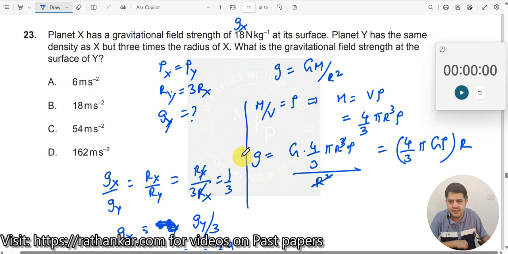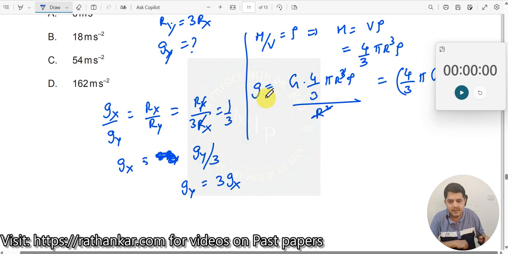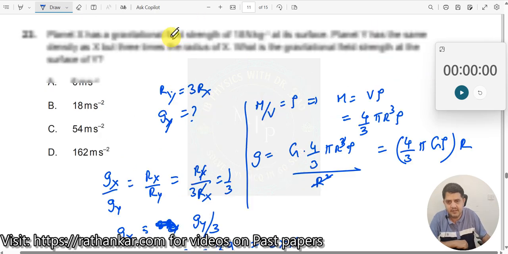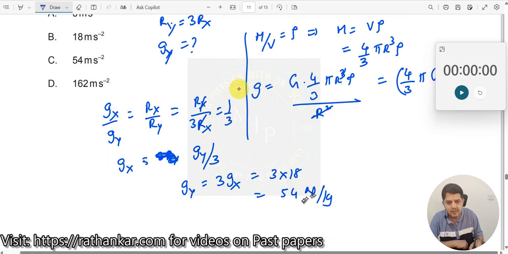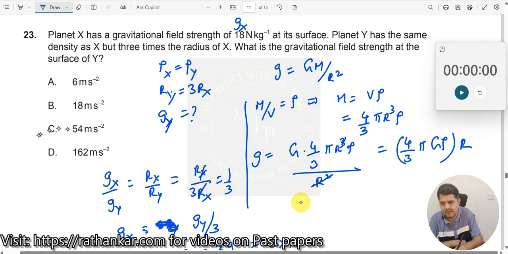Now what's the value of gx? Gx is 18. Therefore I'll substitute: 3 times 18, which should be equal to 54 Newton per kg. It's given in Newton per kg, right? But here the options are in meter per second square. We know that gravitational field also has a unit of meter per second square. Acceleration due to gravity has the same unit, so it is 54 meter per second square. Answer is C.